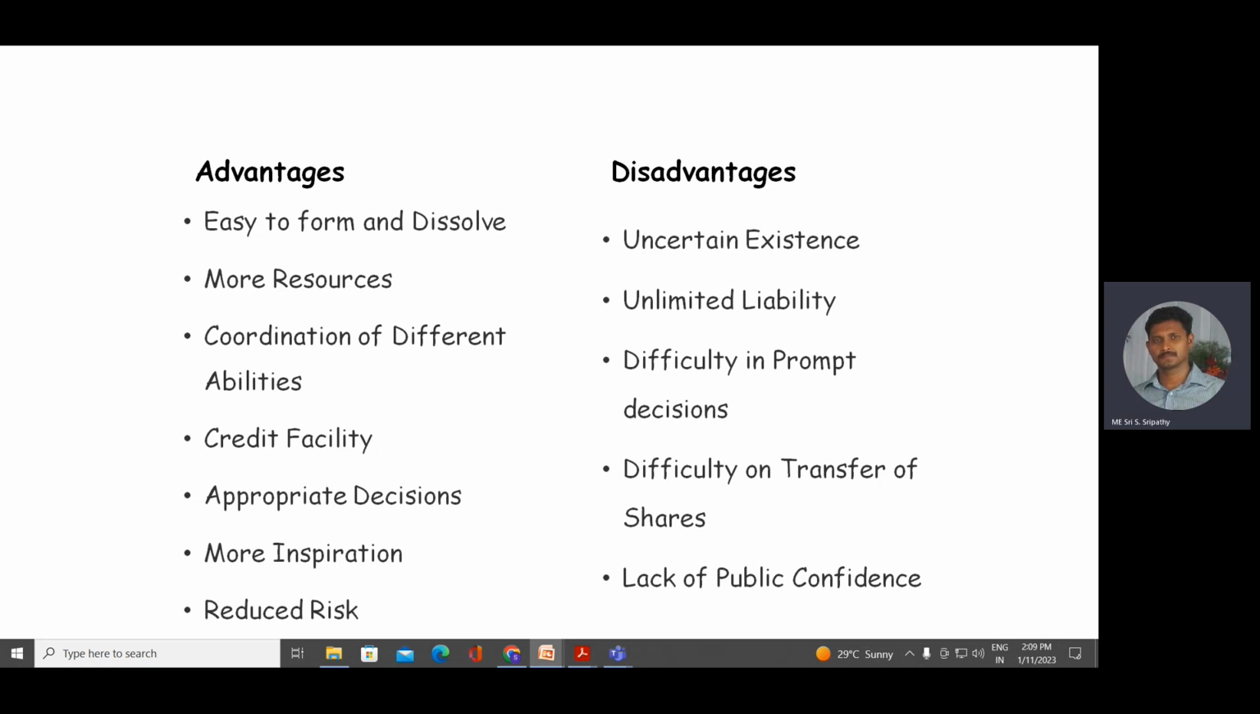When compared with sole proprietorship, we have seen many advantages when we go with the partnership, but the same is also having disadvantages such as uncertain existence, unlimited liabilities, difficulty in prompt decisions, as we also have to rely on others' decisions, difficulty in transfer of shares, lack of public confidence.